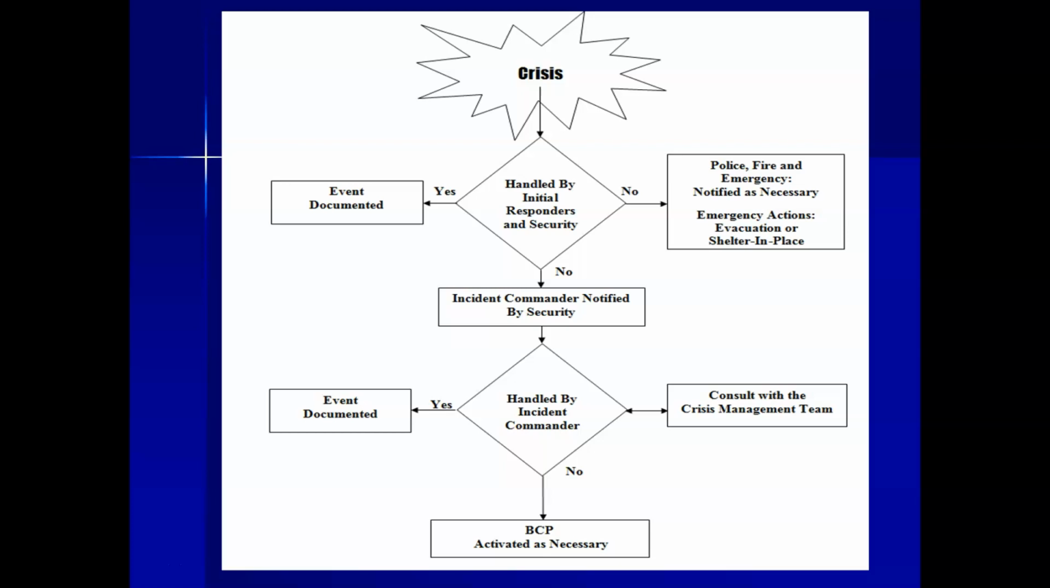And if we're talking of a crisis of a large magnitude and it can't be handled by the initial responders, then it gets passed on to the incident commander, who may have to consult with a crisis management team. Or, if the incident commander can handle it, then the event is essentially documented, and lessons learned evaluated. And if not, and it continues to persist, or it is a crisis of a large magnitude, then the business continuity plan is activated as necessary.